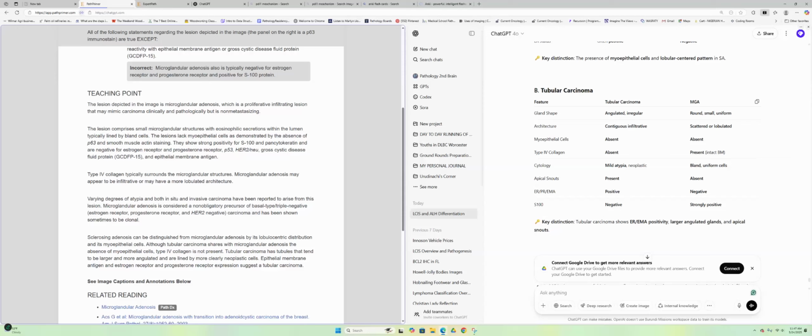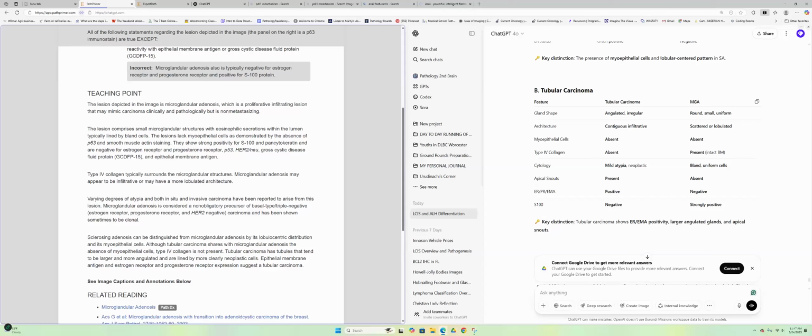MGA is what? The scatter. So, my business is absent in both. Type IV collagen is absent in tubular carcinoma, present in MGA. Cytologic atypia is present in tubular carcinoma, absent in MGA. Apical snouts are present in tubular carcinoma, absent in MGA. Then ER/PR is positive in tubular carcinoma, negative in MGA.